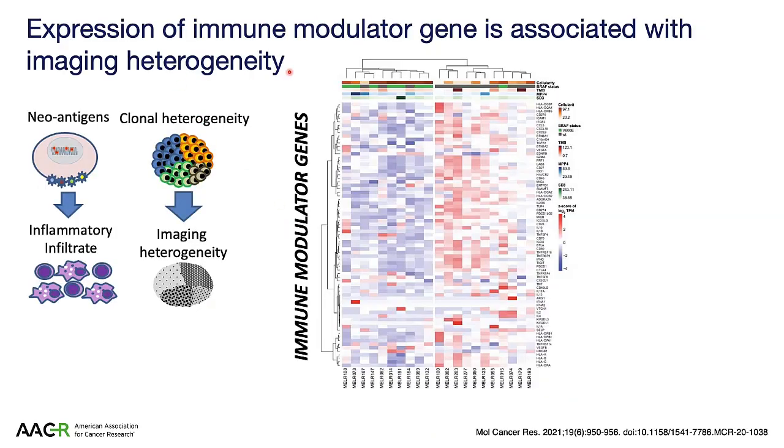The study also showed that the expression of immune-modulated genes is associated with imaging heterogeneity. Validating this concept is that genes that result in an inflammatory infiltrate are also associated with imaging heterogeneity detected with texture analysis. So here, for example, we have the expression of a range of immune-modulated genes, and these have been clustered to identify two sorts of patients, two sorts of tumours: an immune cold tumour and an immune hot tumour, hot being the ones with the inflammatory infiltrate.